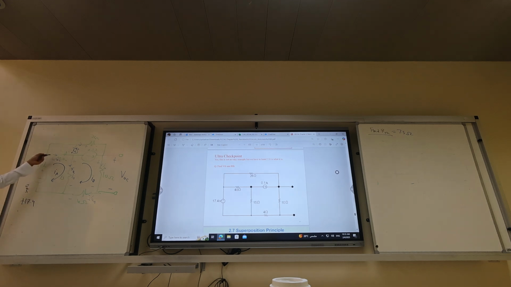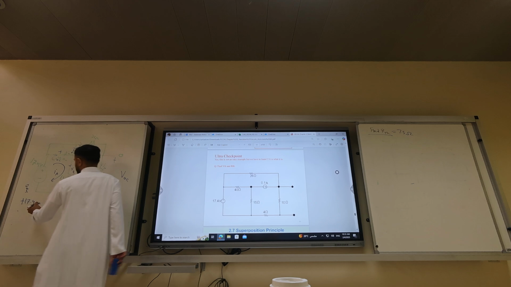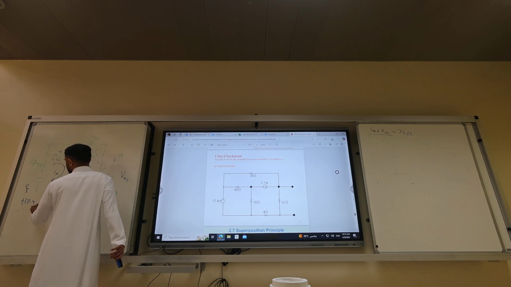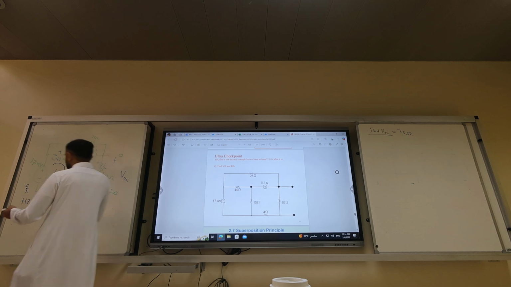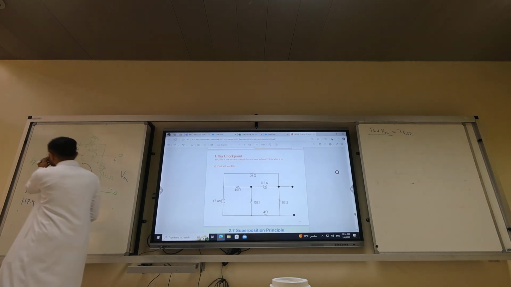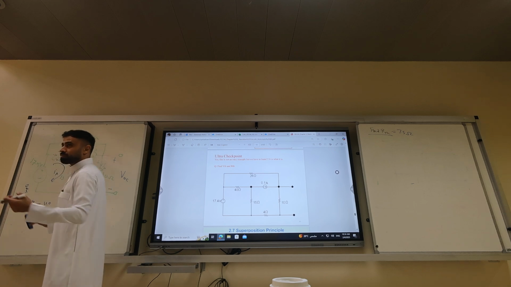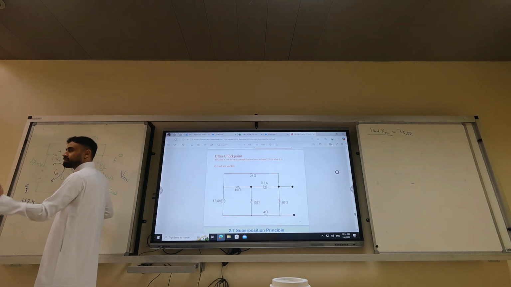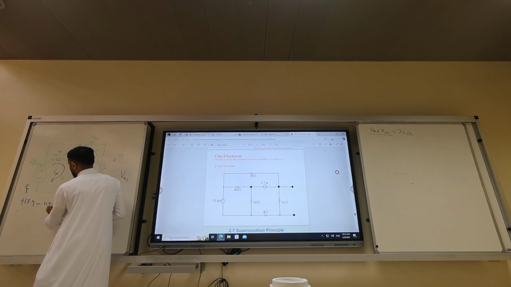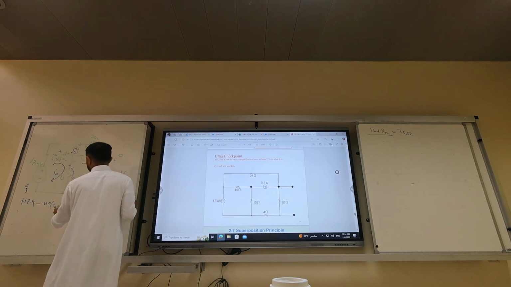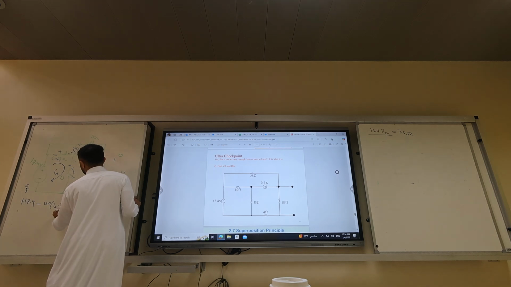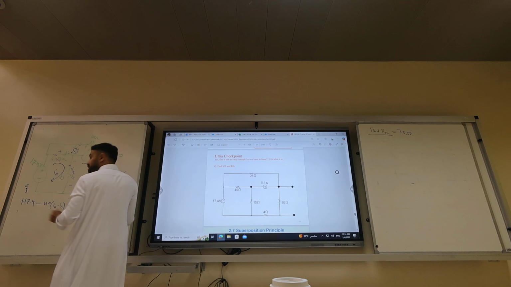Voltage rise or voltage drop? Drop. What do you put? Minus. What is the number? We put the numbers before, right? We put 40 times IA minus IC. Don't put it on the right, put it on the left first. What's the voltage drop here? Minus 16 times IA minus IB. That's equation number 1.